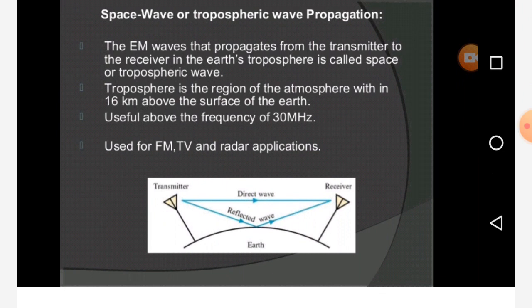Next part of the space wave or tropospheric wave propagation. The electromagnetic waves that propagate from the transmitter to the receiver in the Earth's troposphere are called space wave or tropospheric wave. The troposphere is the region of the atmosphere within 16 km above the surface of the Earth. It is useful above the frequency of 30 MHz, used for FM, TV and radar applications.